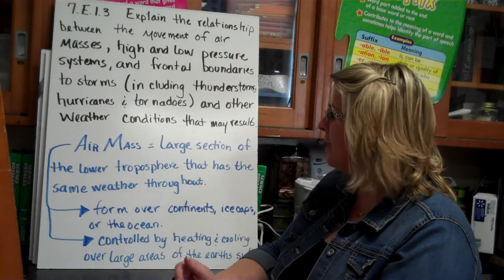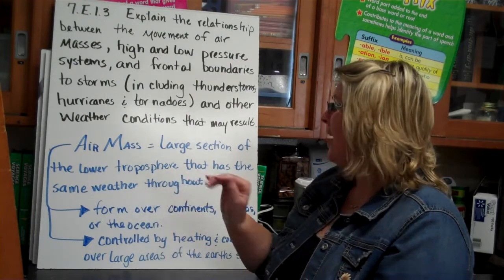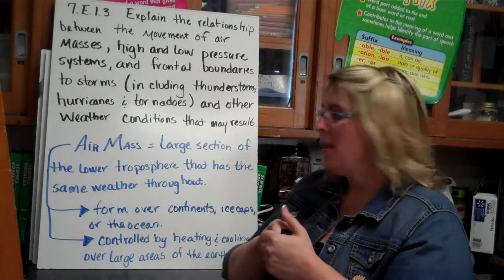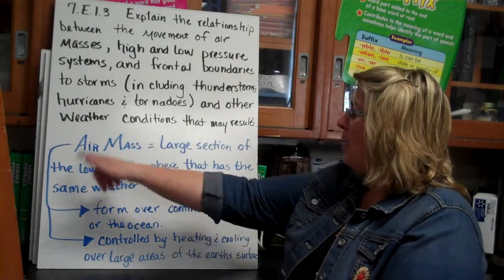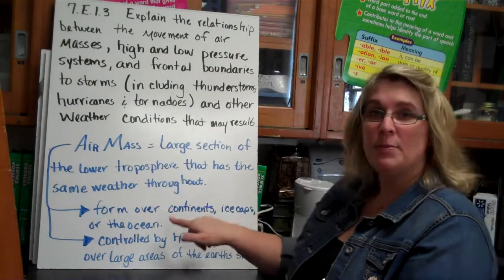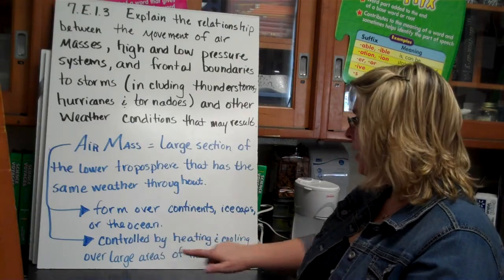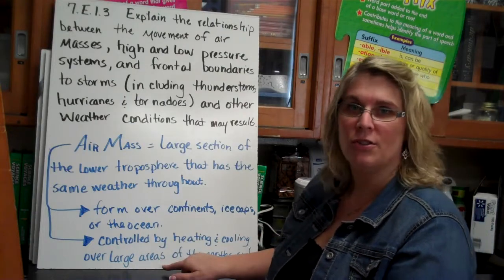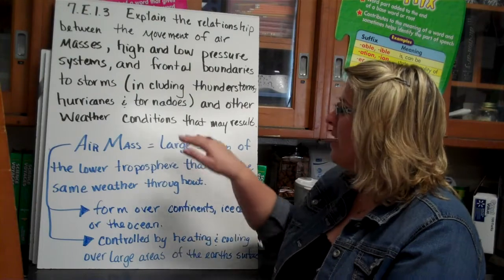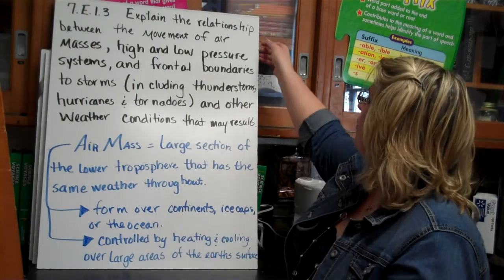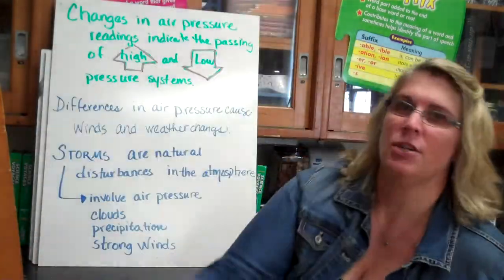Air masses are large sections of the lower troposphere that have the same weather throughout the air mass. Air masses form over the continents, ice caps, or the ocean, and they're controlled by the heating and cooling of the large areas of the Earth's surface. We talk a lot about air masses and air pressure, so those are good things to know about.